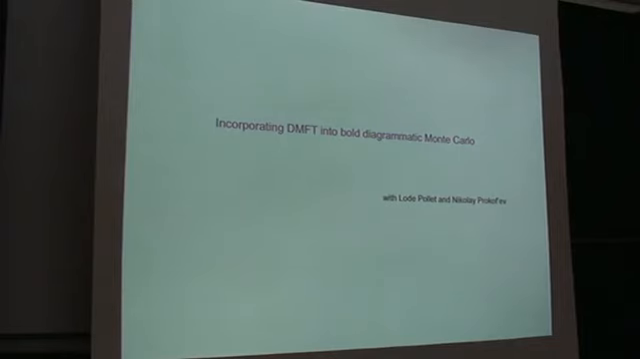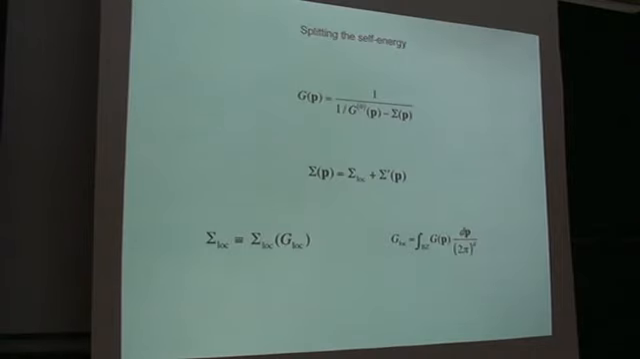For example, DMFT captures 99% of the answer, but you don't know it a priori. You use diagrammatic Monte Carlo just to sample the error bar. Let me just briefly describe how it works. Conceptually, it's pretty simple. So you have the following expression for the Green's function in terms of the bare Green's function and self-energy.